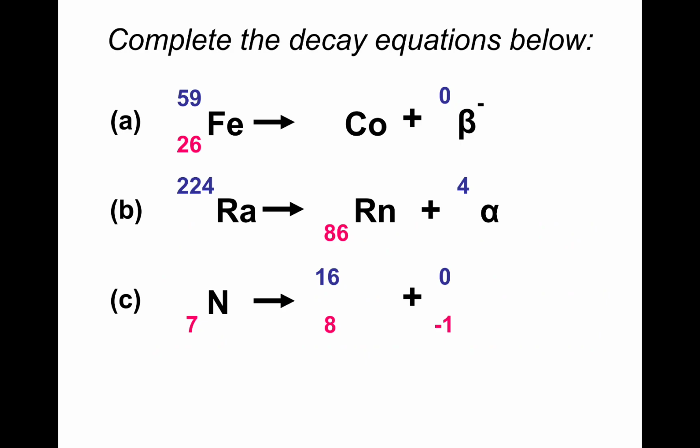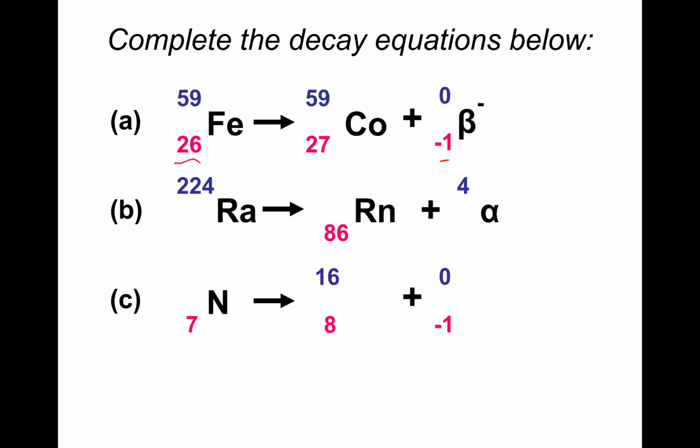The first one, complete the decay equations. So we've got Fe, which is iron, 59 and 26. So we've got beta decay, and Co, which is cobalt. So the cobalt will be 59, because 59 plus 0 is 59. And then 27 and -1. So you have to remember that the beta minus is -1. And then obviously 27 minus 1 gives us the 26 for the iron.